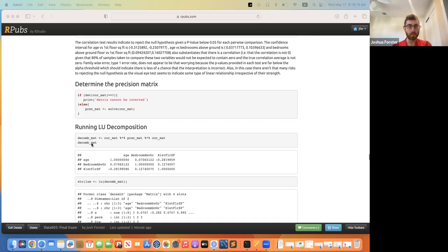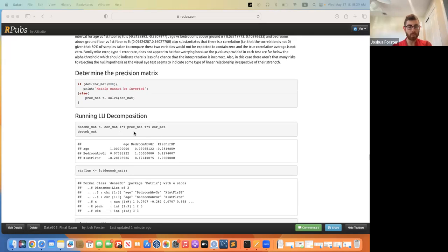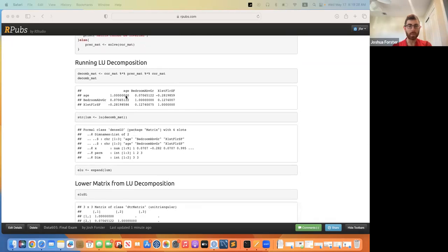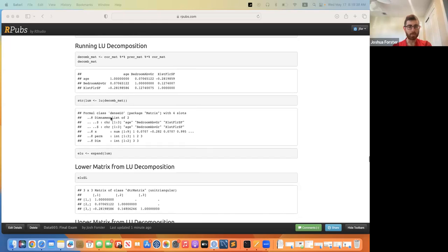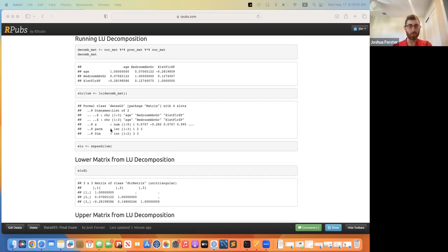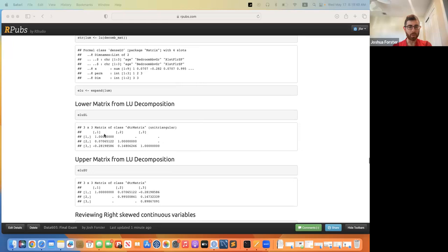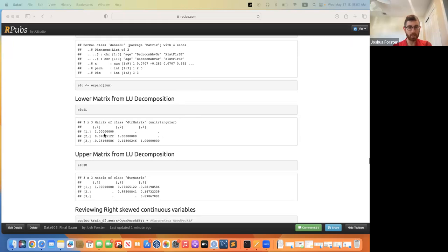So we basically combined correlation times precision times correlation to create a new matrix, and again, we have the identity on the diagonal here. Then quickly running the LU decomposition. Again, it was much easier when we had the pre-built function. But running that, we were able to look at the lower and upper matrices to see what they were.